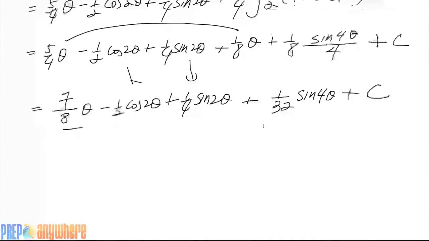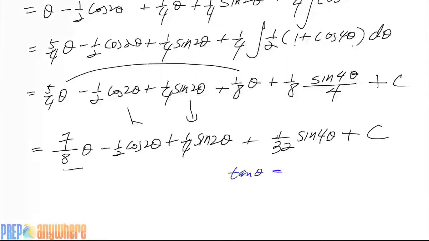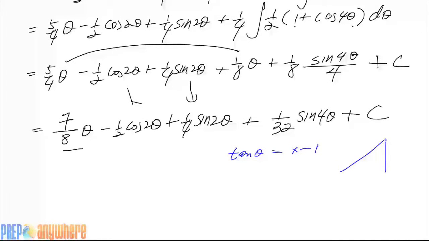Now we have to change this all back into terms of x. The original substitution we made was that tangent theta was equal to x minus 1. So that means here's our theta, x minus 1, 1. So we're going to get the square root of x minus 1 squared plus 1.